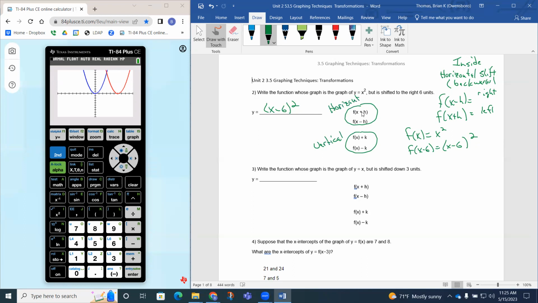So x plus h is going to actually make it move left. X minus h is going to move it right. Plus k is actually going to make the graph move up. A minus k is actually going to make the graph move down. Those are our vertical and horizontal transformations.